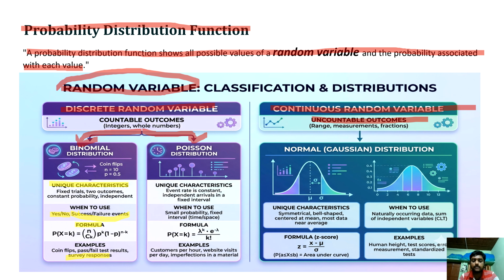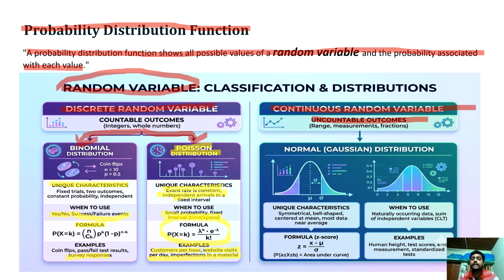And the Poisson distribution, where the event rate is constant and intervals are independent in a fixed interval. When to use: small probability, fixed interval of time or space. P(x = k) = (lambda to the power k times e to the power minus lambda) divided by k factorial is the formula. Examples: customers per hour, website visits per day, or imperfections in a material.